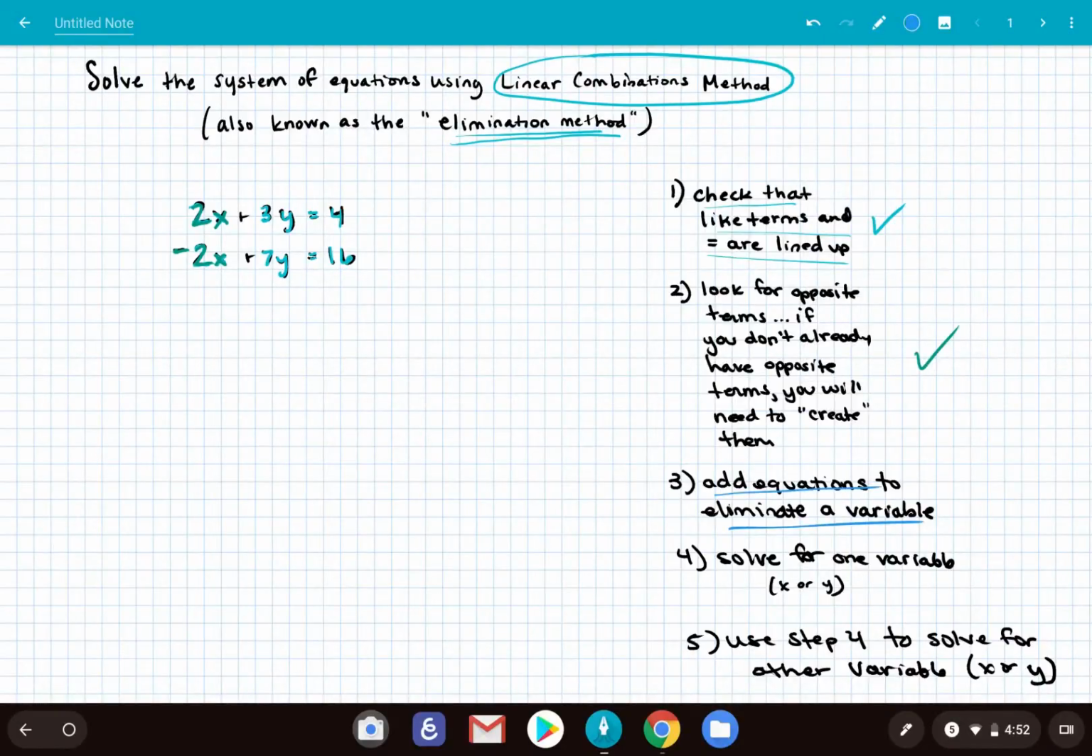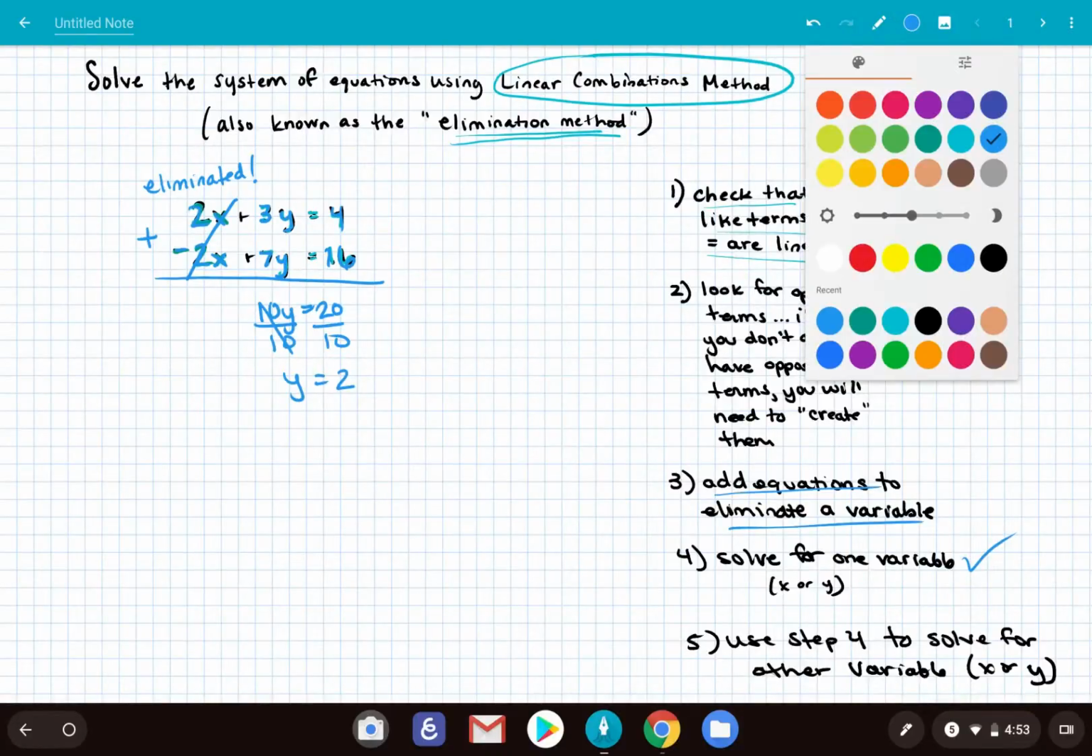And this is where the linear combinations method gets its nickname, the elimination method, because when I add 2x and negative 2x, those terms eliminate. And that's good because that means that our equation now only involves one variable. 4 plus 16 is 20. So now I have just one variable. I just have a y, and I can divide by 10 and get my value for y.